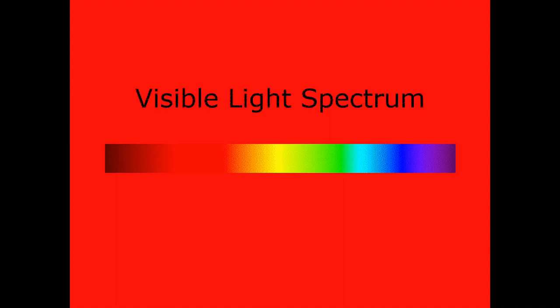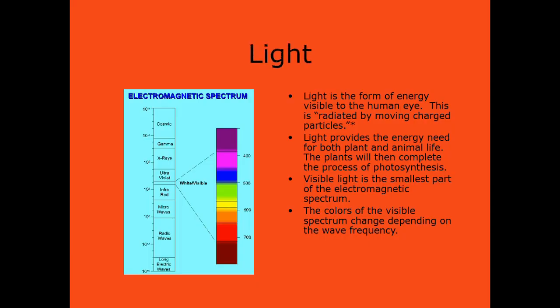Visible light spectrum. The light spectrum is energy visible to the human eye. This is radiated by moving charged particles.